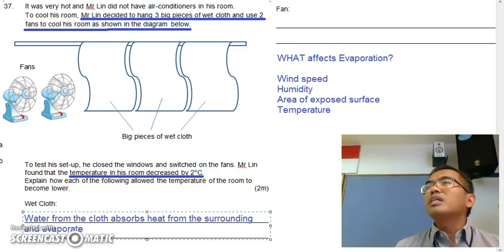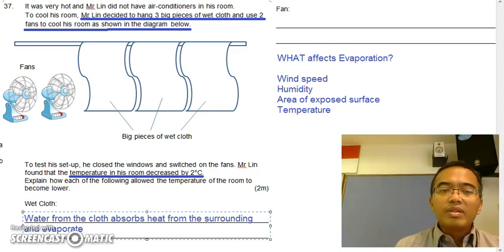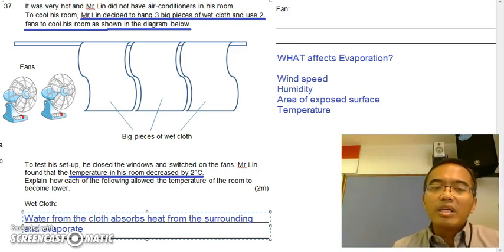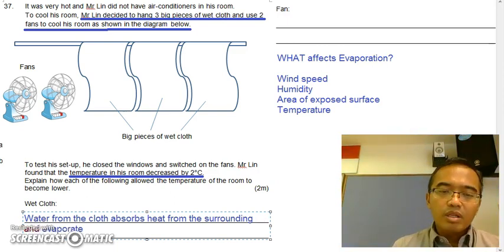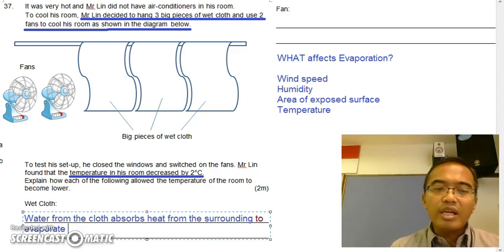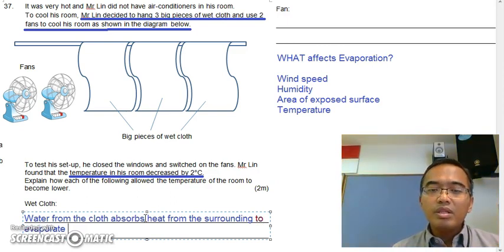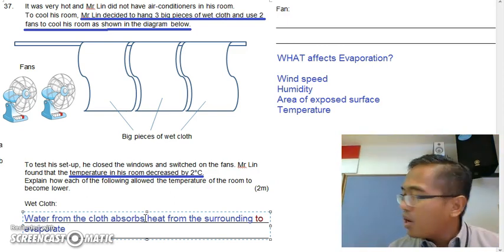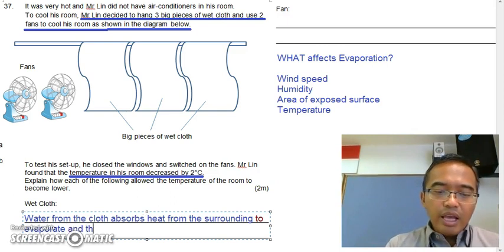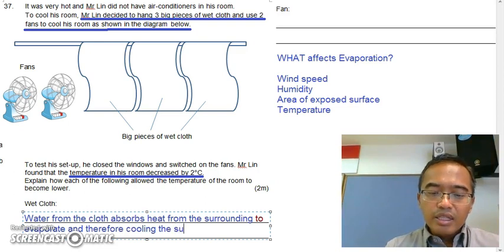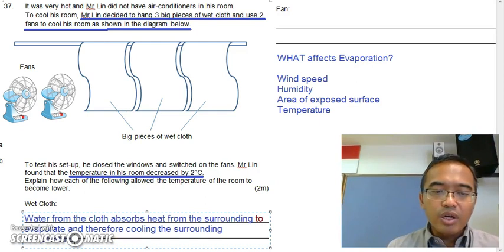then the temperature in the surrounding cools down a bit, right? Water from the cloth absorbs heat from the surrounding to evaporate, right? To evaporate. Yes or no? Water from the cloth absorbs heat from the surrounding to evaporate, and therefore cooling the surrounding temperature. Yes or no? Yes.